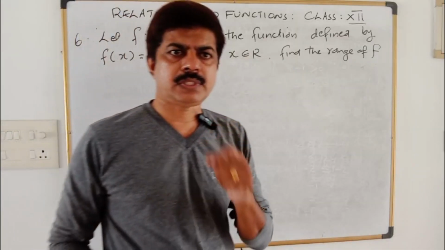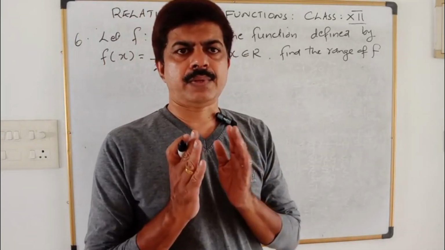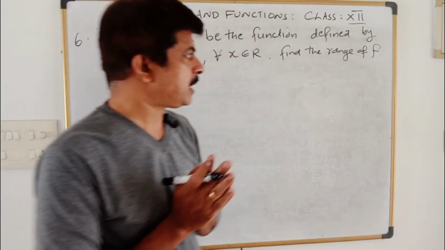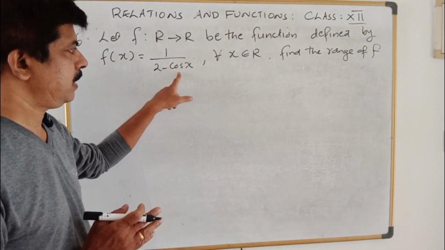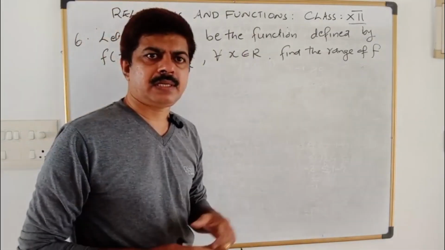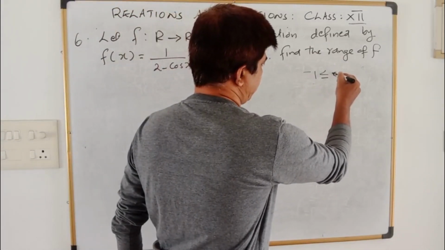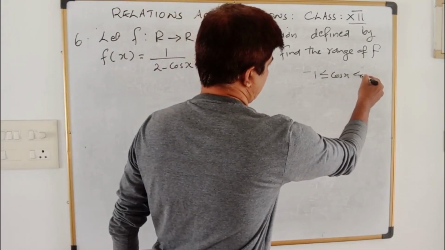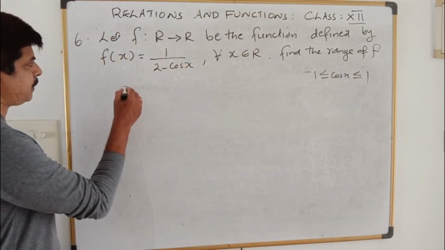Usually, when this type of question is asked, you always remember the domain of the cos function. Why are we writing the domain of the cos function? Because this function involves cos x. Clear? So we will start with the domain. What is the domain of the cos function? The range of the cos function is between minus 1 and plus 1. Now let us begin like this.